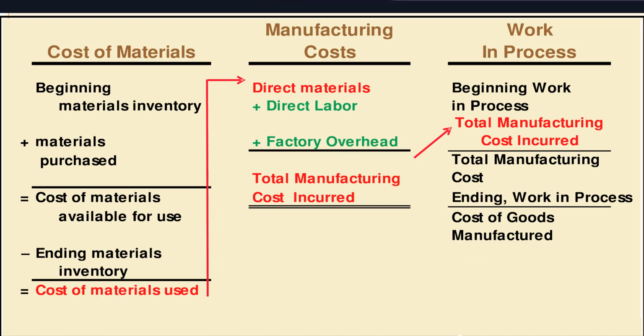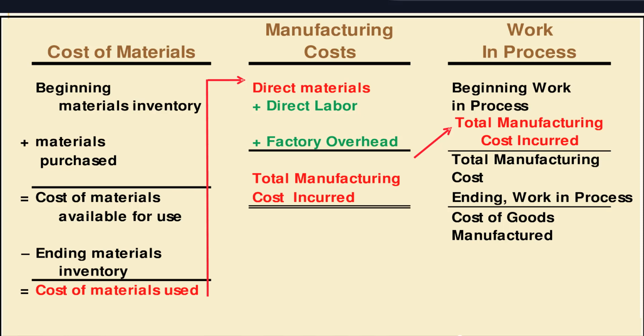Now let's take a look at how all these pieces fit together to perform the cost of goods sold schedule. First, we take a look at the cost of materials, where our beginning balance plus those materials purchased, that's our additions, minus our ending balance would equal that cost of materials used. This piece will then move to the next section, to section 2, where we calculate our total manufacturing costs. This is where we add those 3 product costs together to get to our total manufacturing costs incurred.